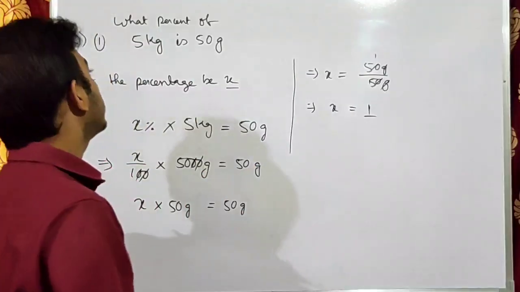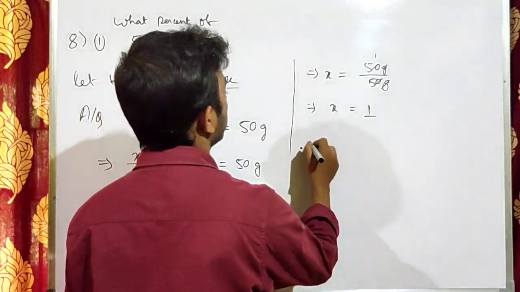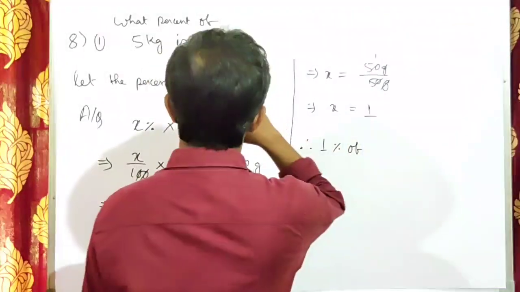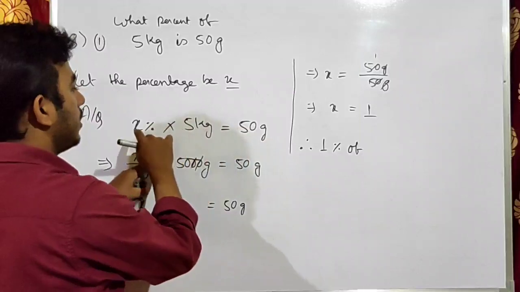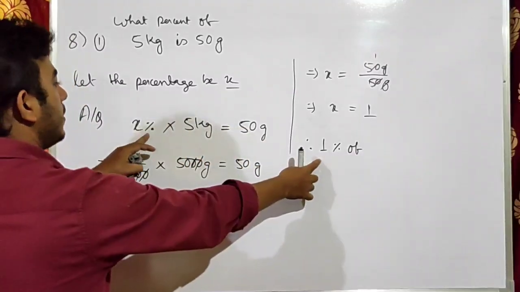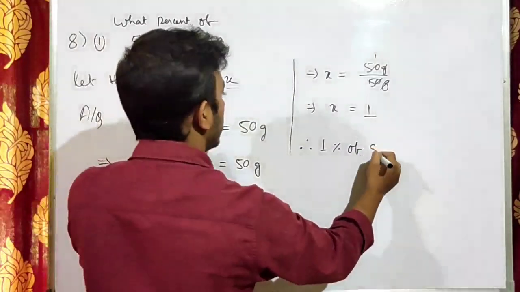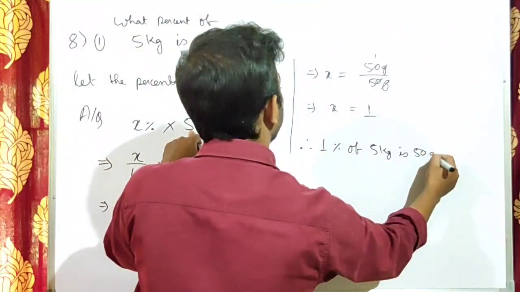So what is x? Let the percentage be x. Therefore, we proceed with the same equation: x means 1, isn't it? Percent means percent, multiply means of 5 kg. 5 kg is 50 gram.